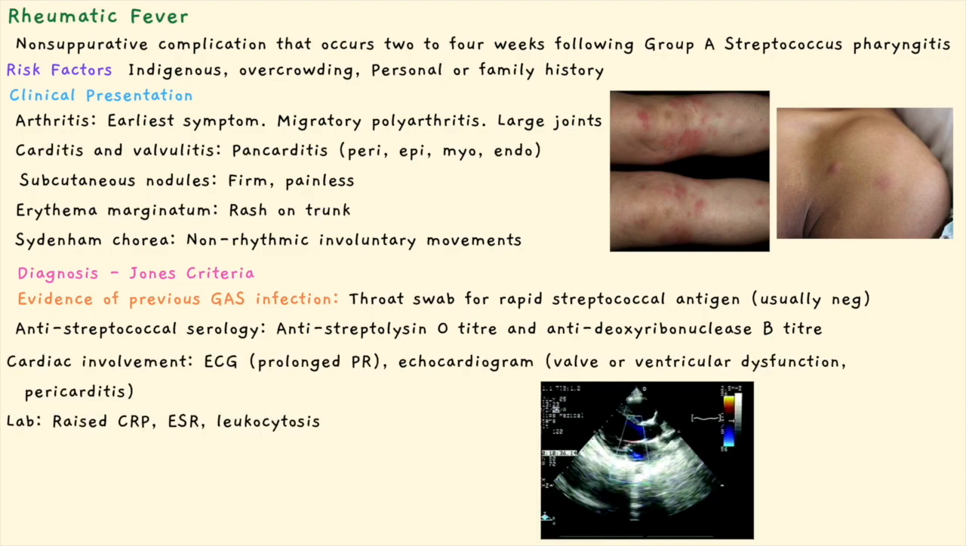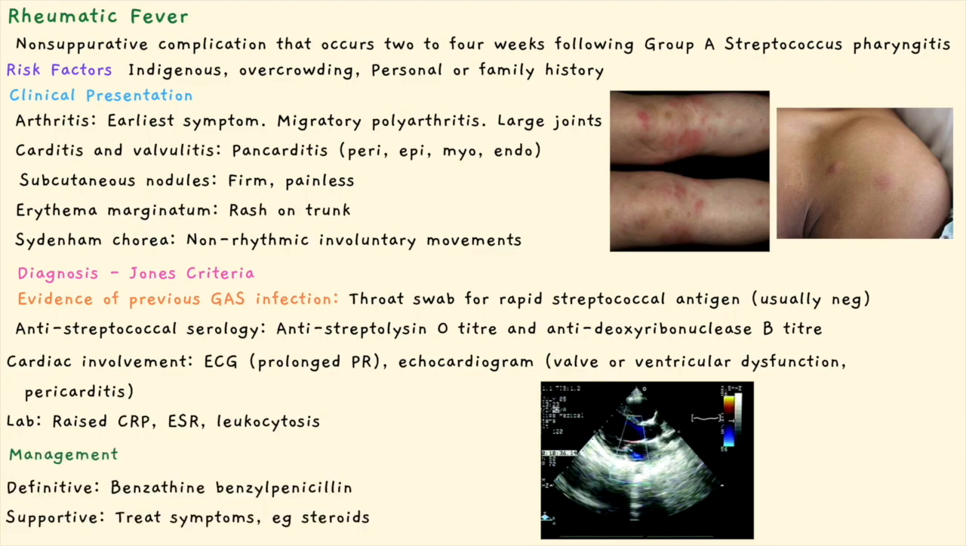Remember our symptoms, so we talked about carditis and valvulitis, so you can look for cardiac involvement. ECG changes include a prolonged PR and notably an echocardiogram as shown here, where you're looking at the valve, any valvulitis, any vegetations, or ventricular dysfunction. So especially if there's myocarditis, the heart may not be contracting as it should be. And any pericarditis, inflammation of the pericardium, any tamponade. You can also think about laboratory investigation, so raised CRP and ESR being your main inflammatory markers, as well as leukocytosis.